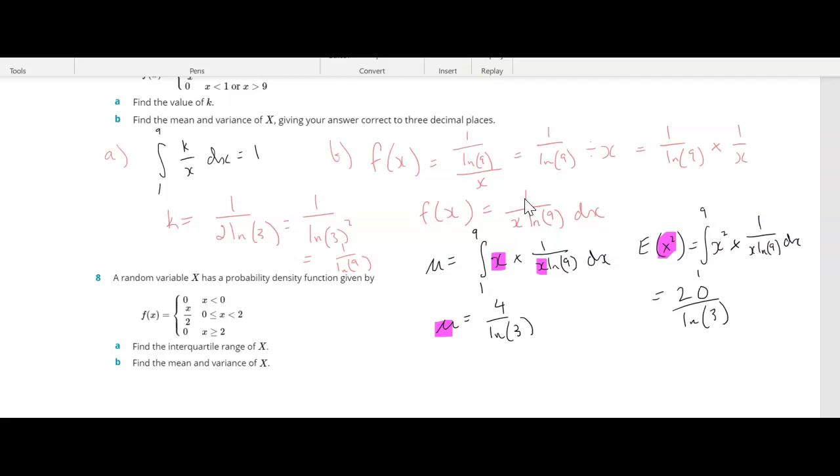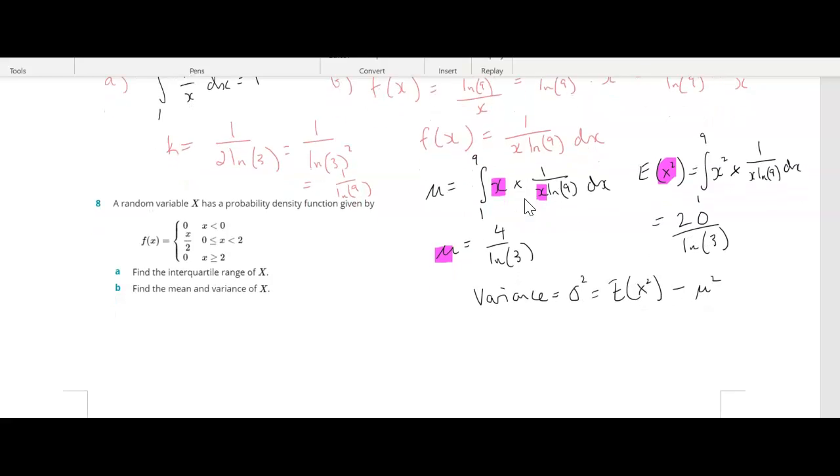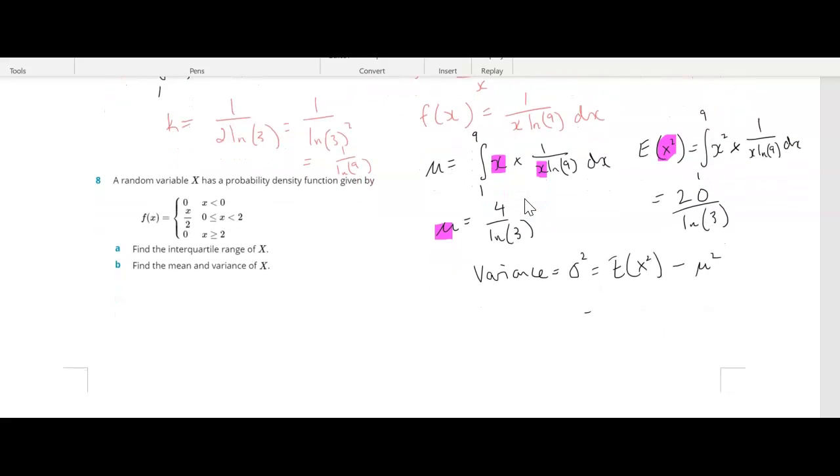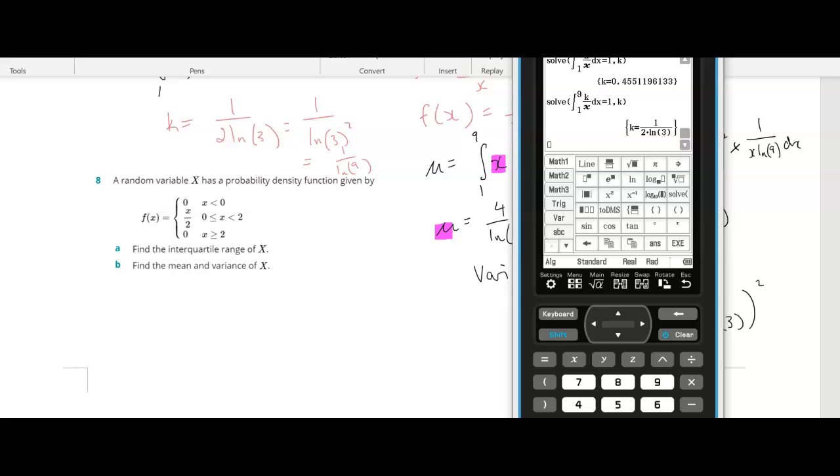So your variance, which we can denote as sigma squared, is equal to E of X squared minus your mean squared. So we're just using the variance formula here. So 20 over log 3 minus your mean squared. We're going to square all that, and then obviously you can just put that into your calculator. So let's just do that on the calculator.